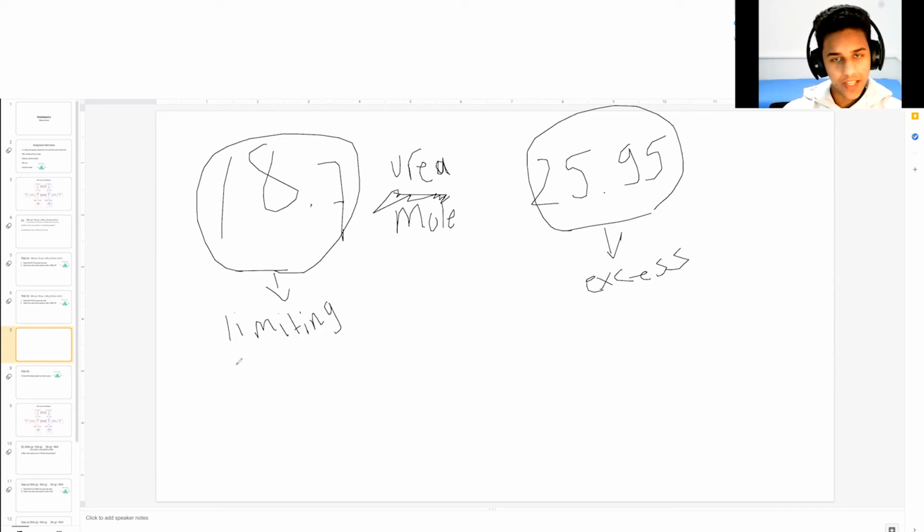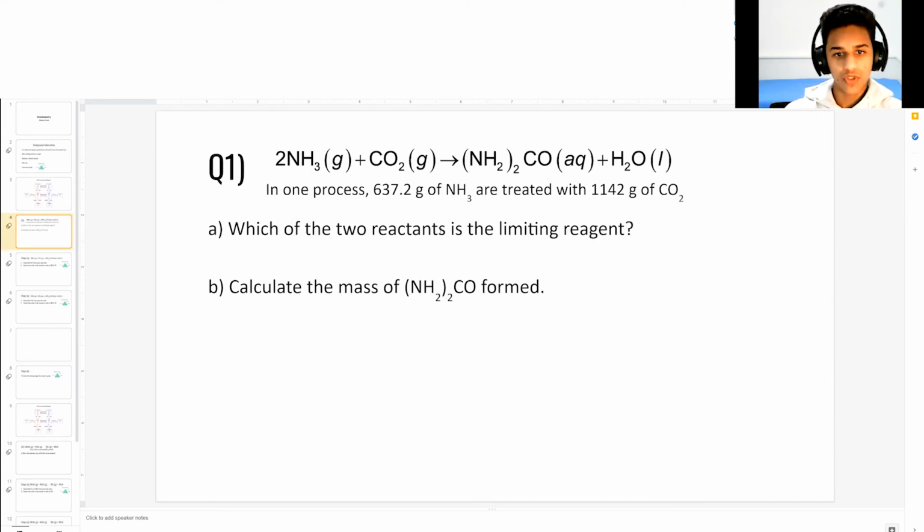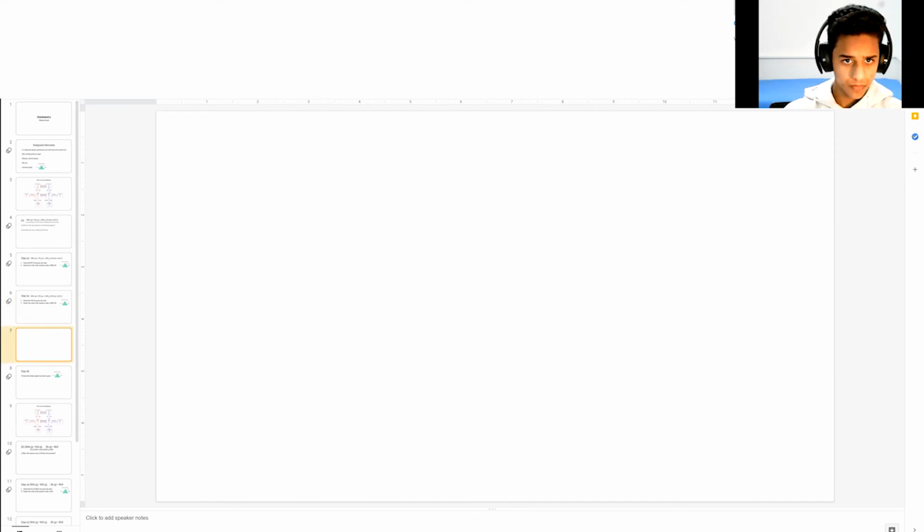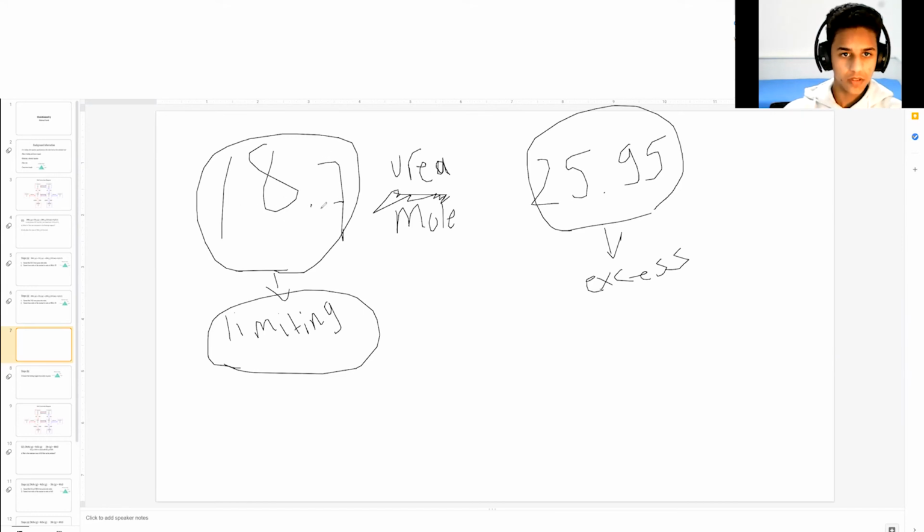So now we have answered question A, and this is the limiting reagent, because question A, if you remember, asked which of the two reactants is the limiting reagent. So the limiting reagent is the ammonia, is the 18.7, which is for the ammonia, which is NH3 for the ammonia. So this is the answer for question A. Now let's see question B.